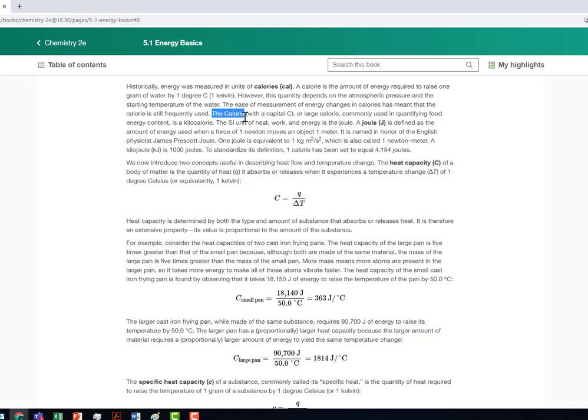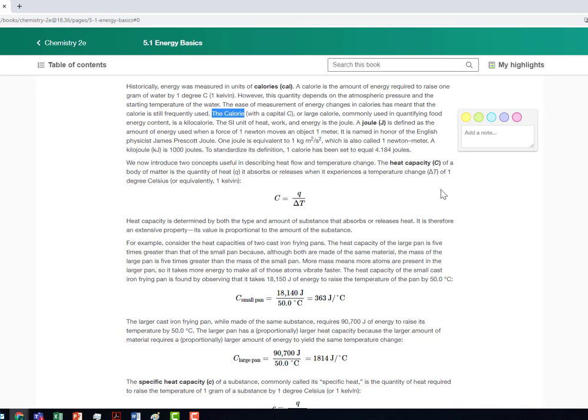It is 1,000 times more than this other calorie that we're talking about. So a calorie is the amount of energy necessary to raise 1 gram of water by 1 degree Celsius. So if we're talking about a kilocalorie, that would be a kilogram of water by 1 degree Celsius. So when you're talking about the calories in your food, that's what you're talking about.